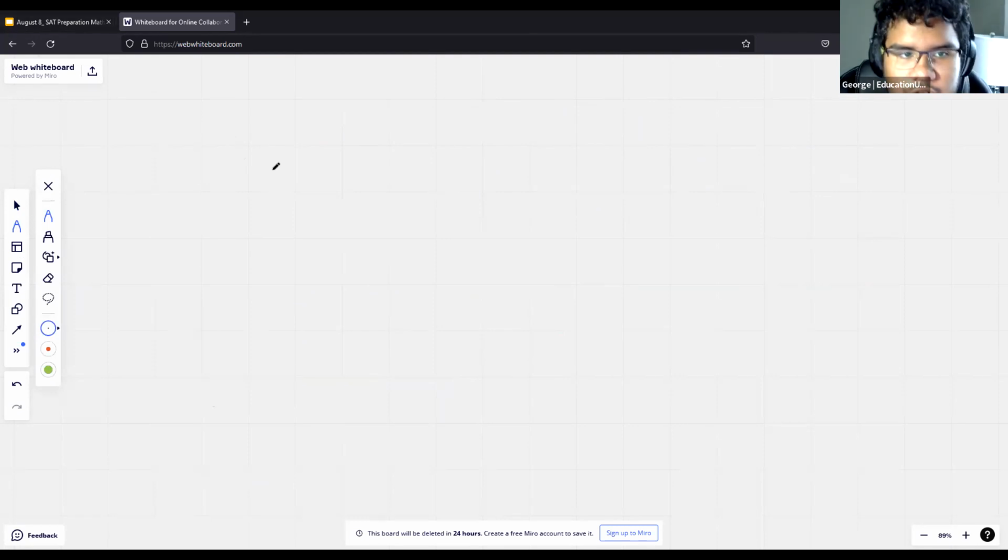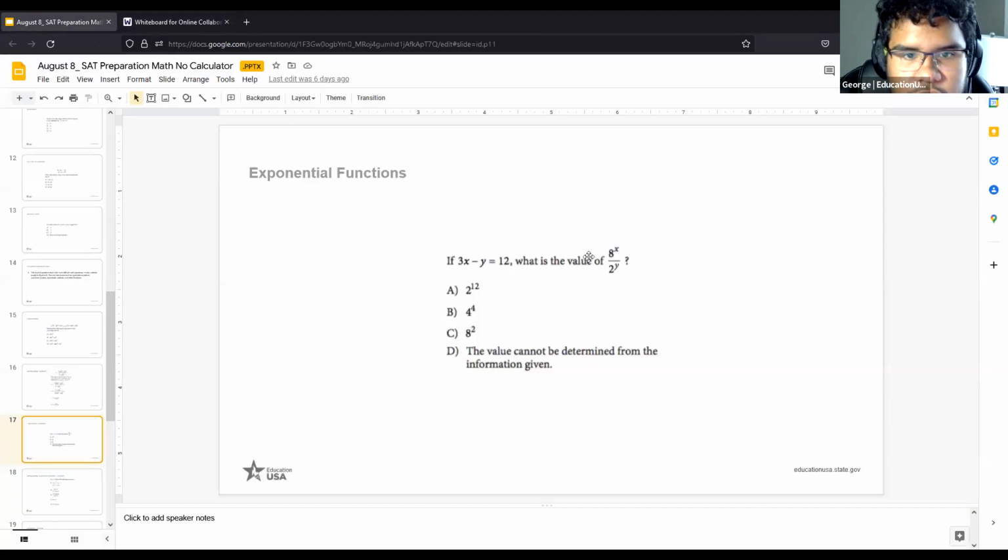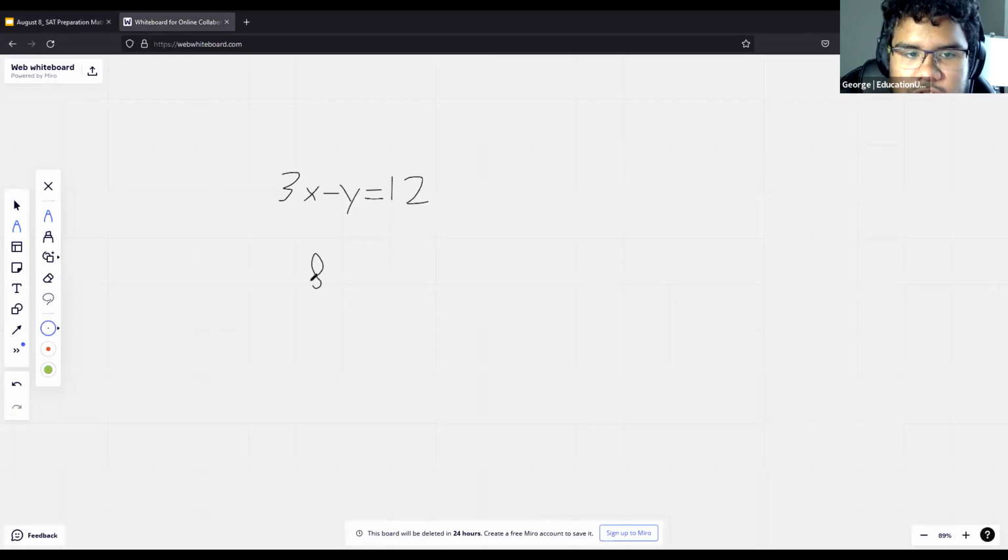So to start off, we were given this equation here as just an established fact. Don't know the exact values of it, but we know this to be true, which is 3x minus y equals 12. Now that we have this as an established fact, it'll come in handy a little later. But first, let's look at what it's asking for. It's asking for the value of 8 to the x divided by 2 to the y.